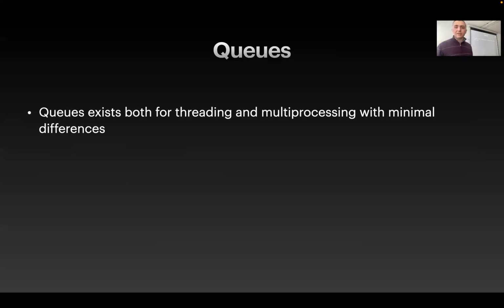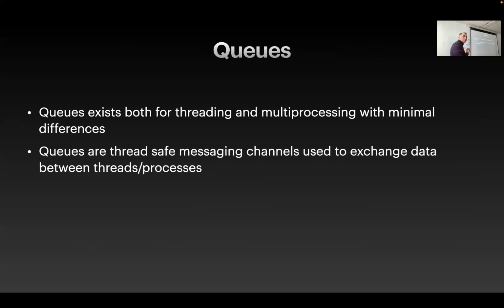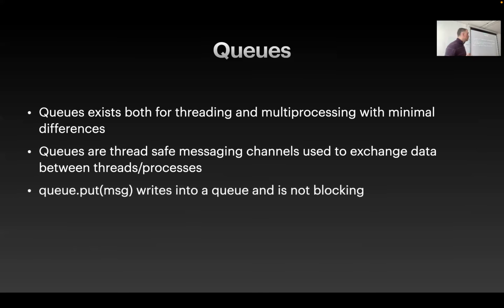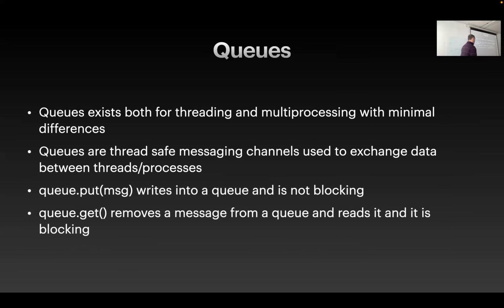It doesn't implement everything that the original Queue implements, but for what we care about, they're basically the same. With queues, you basically have messaging channels that enable you to exchange messages between threads or processes. The way they work is you have the possibility to put a message. Putting a message is not blocking, so you can just put a message and move on. The queue will collect this message, and then the next process, or any other process that has a reference to this queue, can get, which is blocking.